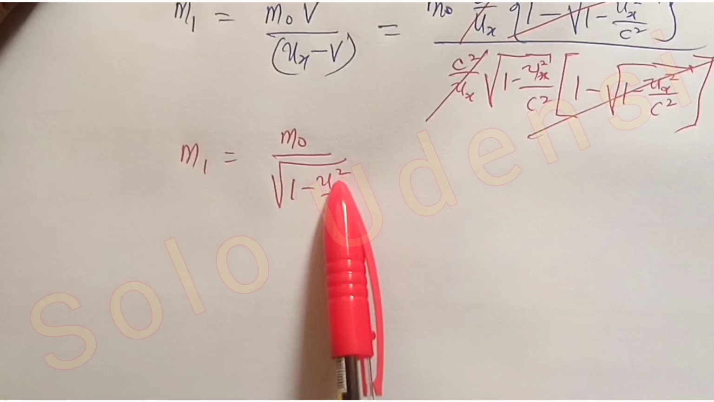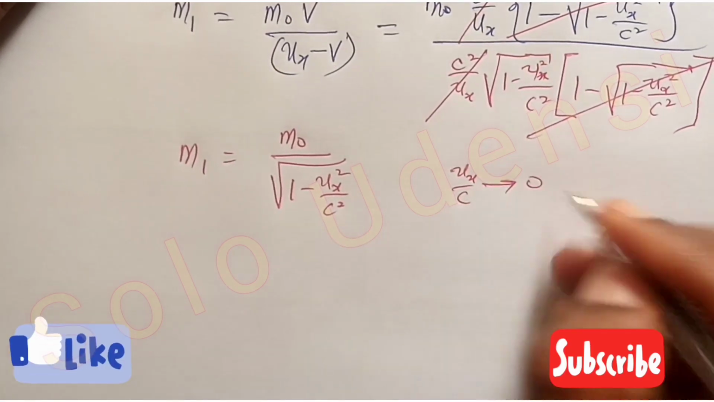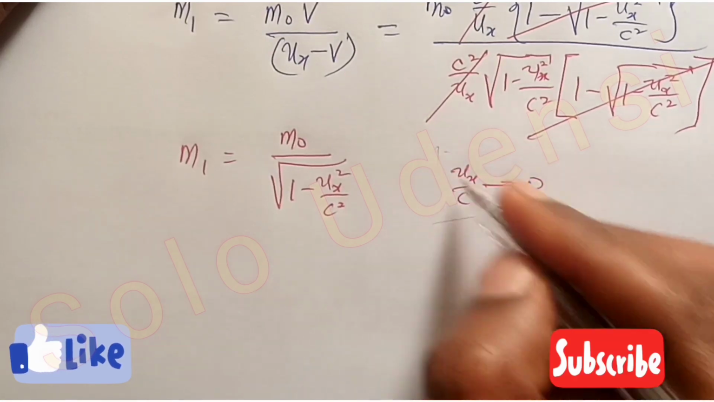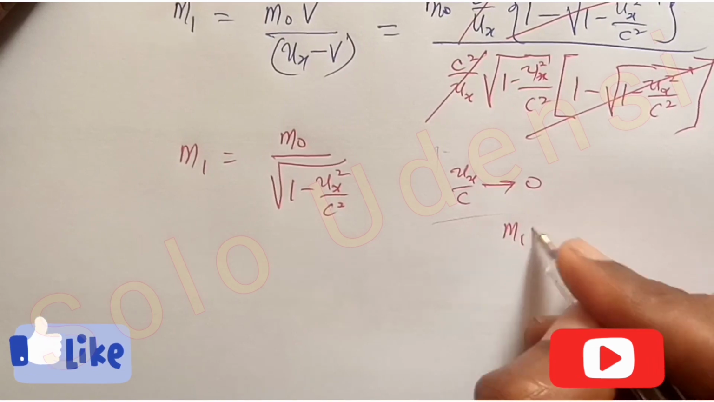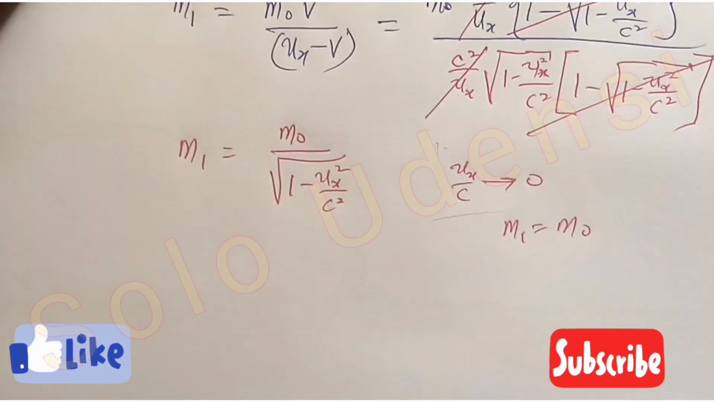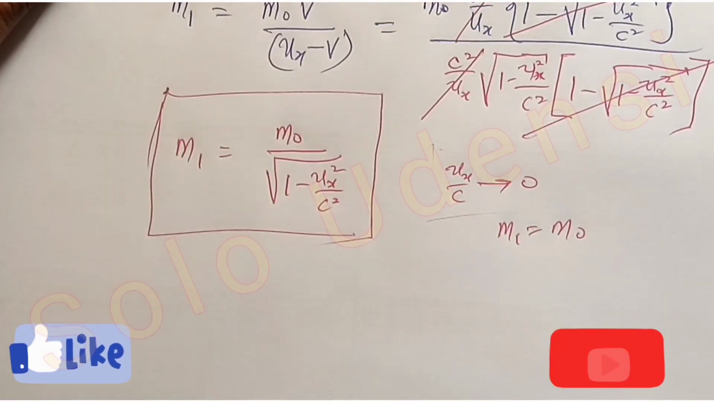So if this velocity is 0, if ux over c tends to 0, that is Galilean or Newtonian physics, then m1 will be equal to m. So that is how we obtain this important formula in relativistic physics.